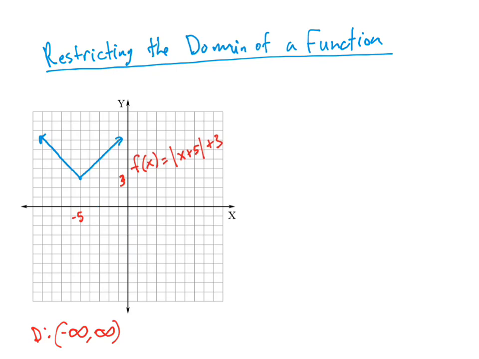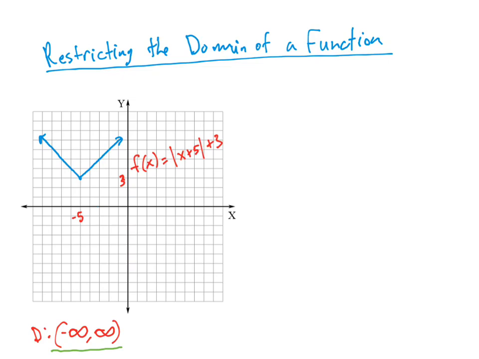One problem with this function, though, is that it is not one-to-one. It's not one-to-one because it doesn't pass the horizontal line test. So a common thing that we will do with a function is restrict the domain so that the function is one-to-one. Instead of having the domain be negative infinity to positive infinity, we want to make that domain smaller. And then once the domain is made smaller, that function will be one-to-one.